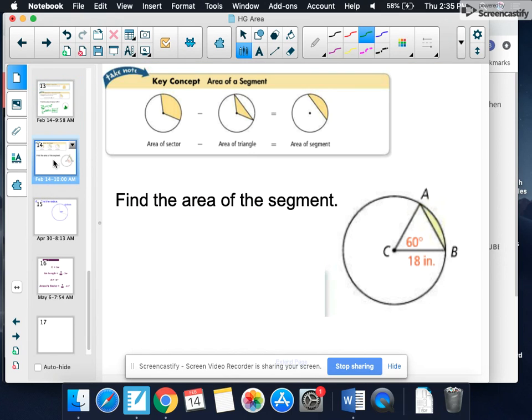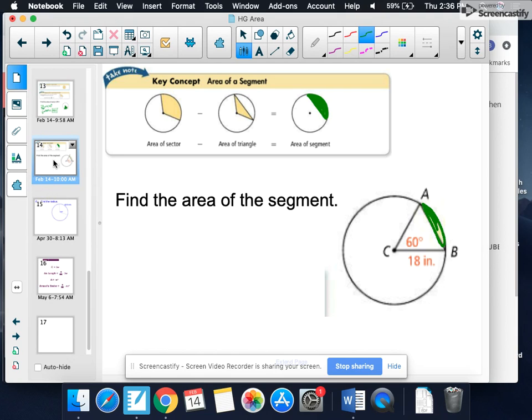there. The next type of problem we're going to have is the area of a segment. So our segment's going to be this part right here, part of that circle there. So to find that, we're going to take the area of the sector. We're going to subtract out the area of the triangle. And then we're going to get the area of the segment. So first, we're going to find the area of the sector. So this part here is what we're actually trying to find.